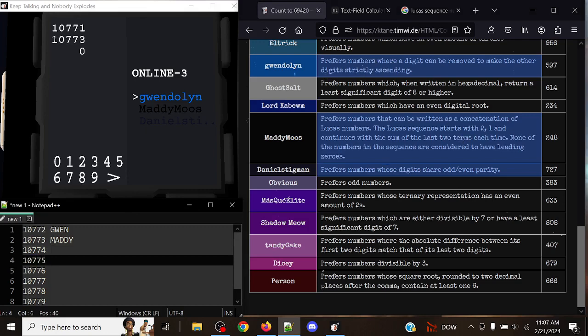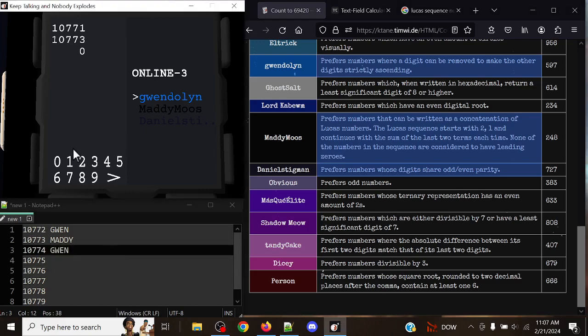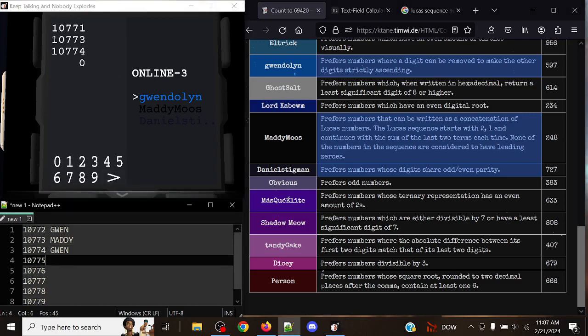So in this case, it's going to be between these two, and we know Gwen's modulo is extremely low, and we know Dan's modulo is extremely high. So therefore, we can safely rule that Gwen will be typing the next number. So 10774 is what we'll input into the next module. We're looking for Gwendolyn again.